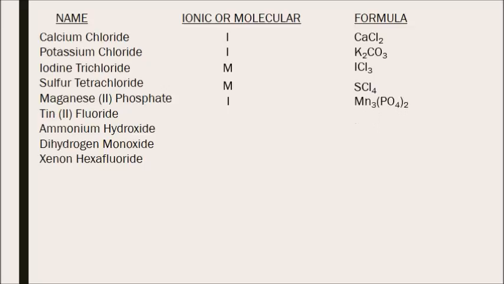Next we have tin, another transition metal, and fluoride. So that's a metal and a non-metal, so you're going to get an ionic compound. And you know tin's charge here is 2, and fluorine's charge is -1. So when you cross charges, you're just going to get SnF2.